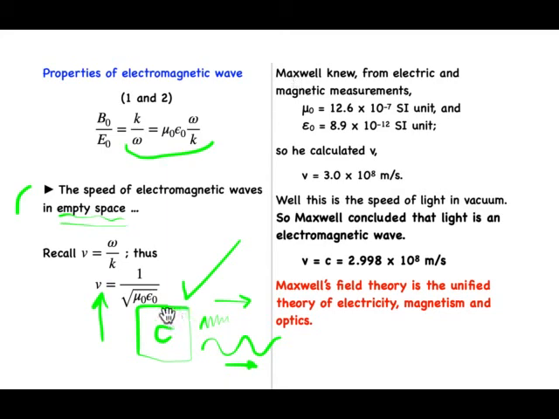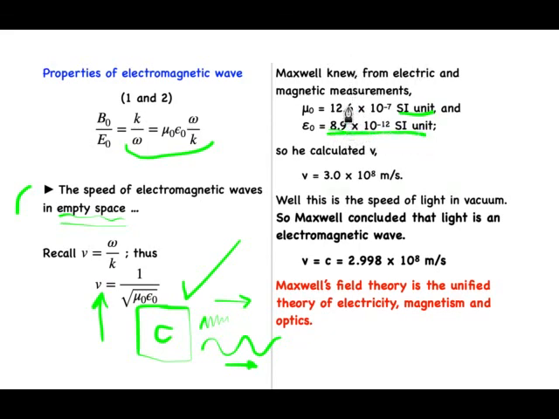All right, now what's the value of this number? Well, Maxwell knew it because from electric and magnetic measurements, he knew the value of mu zero. Remember, that has to do with the strength of magnetic forces. Well, those had been measured, by people like Ampere. Mu naught is 12.6 times 10 to the minus 7 in the standard units that we use today, SI units. The same way with epsilon naught. That was measured by Coulomb because it has to do with the strength of the force between charges. It's 8.9 times 10 to the minus 12 in SI units.